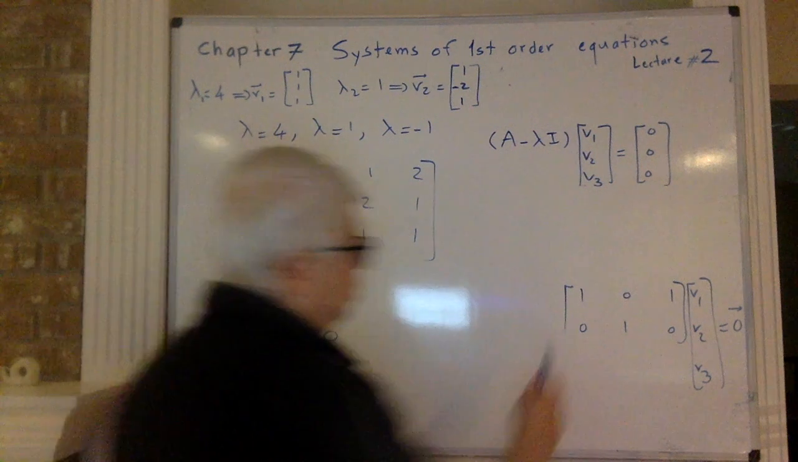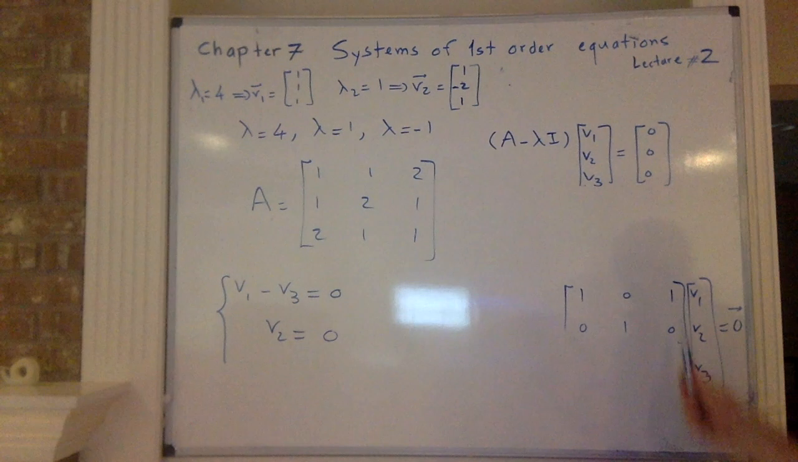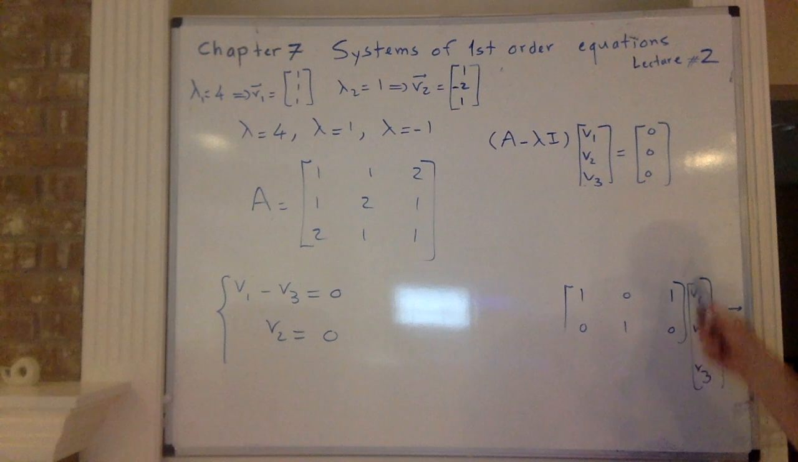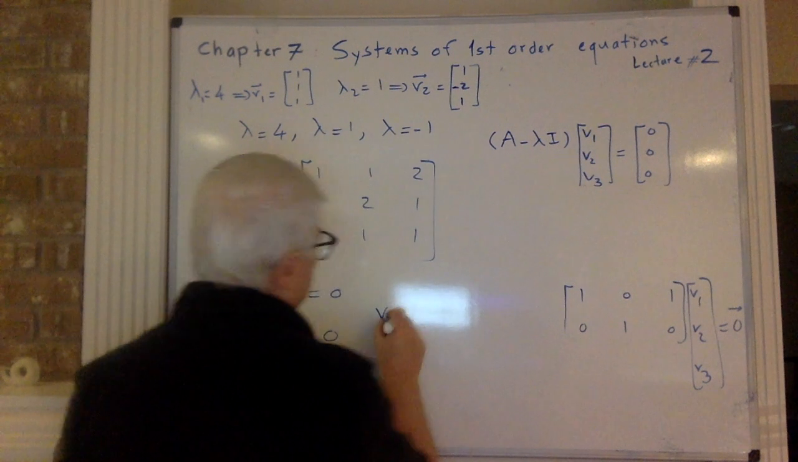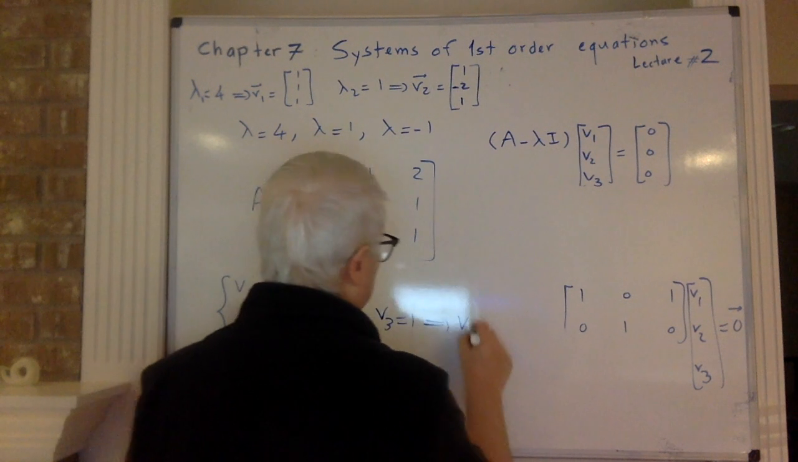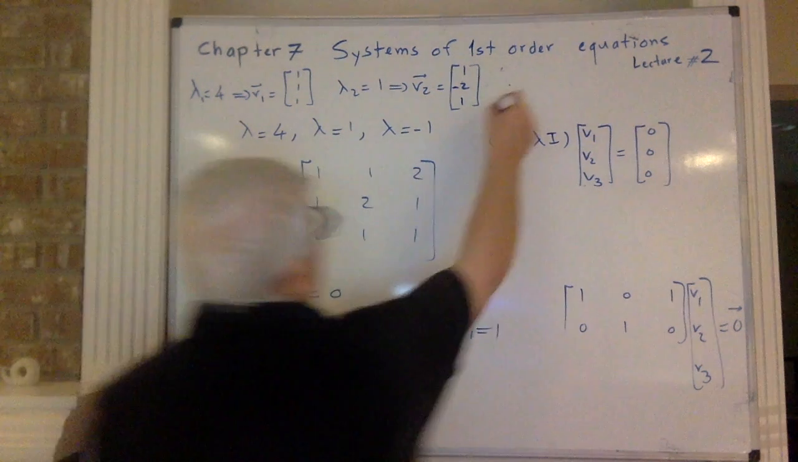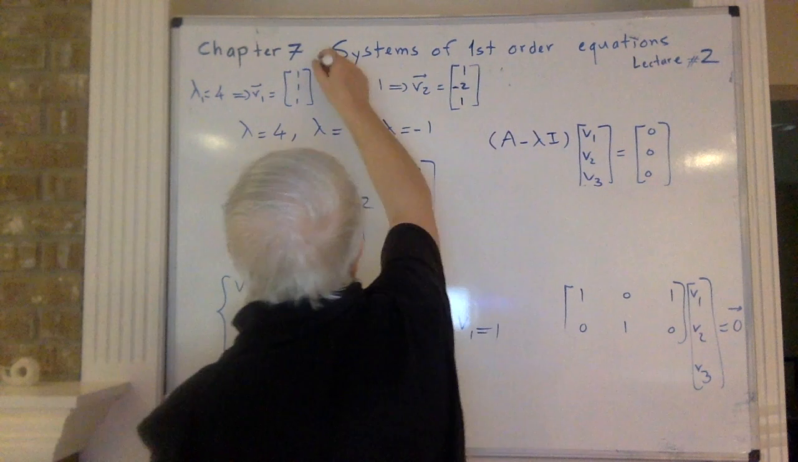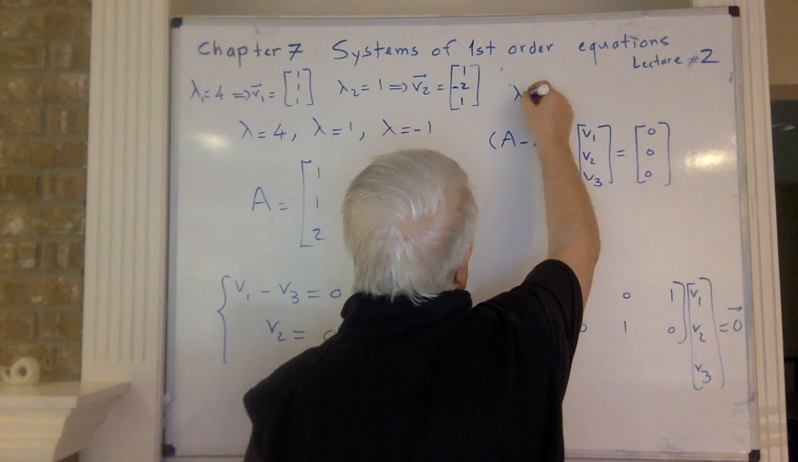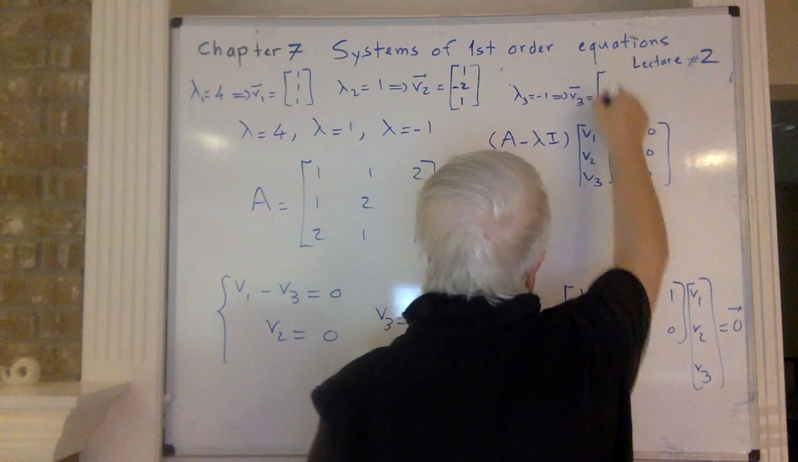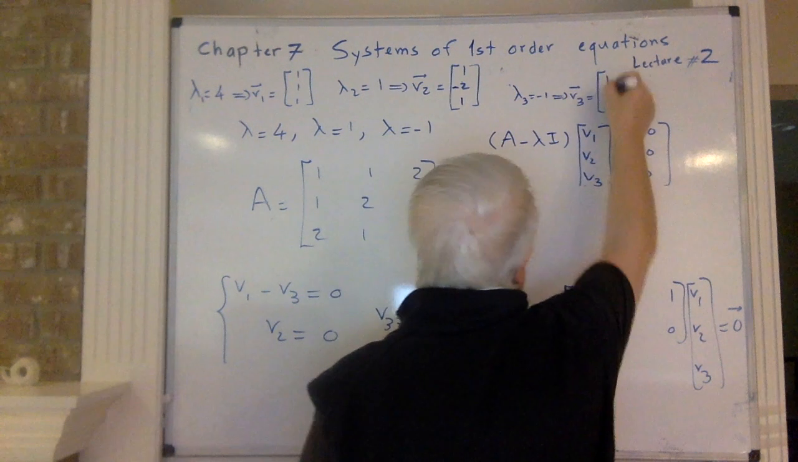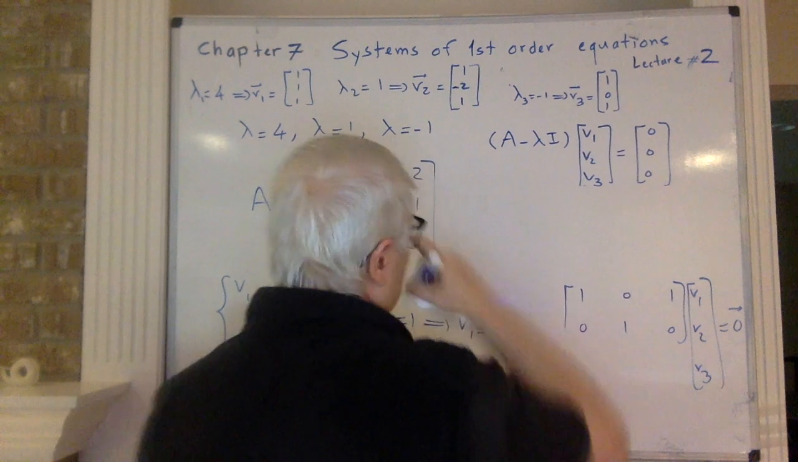Well, since these two are leading ones, then this should be a free variable. So if I take v3 to be 1, say, that doesn't affect this one. v2 is 0, I can't do anything, that is 0. But if I take v3 to be 1, at least it gives me v1 to be 1. So that was this one. So the third one, when lambda 3 is -1, V3 is, interesting, that is 1, 0, 1, 0.